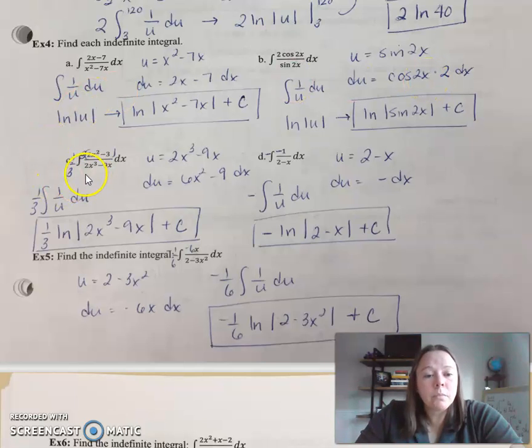Now this one, when you set the denominator equal to u, 2x cubed minus 9x, and you do the derivative, 6x squared minus 9 dx, go back up here and look. Uh-oh, I have a 2x squared minus 3. You have to make sure you can fix it with a number. Can you fix that problem? Yes, just multiply the entire binomial by 3. But to make it legal, you have to put a 1/3 in front. If it's not fixable, let's say this was an x squared minus 3, you'd be in trouble, all right? You wouldn't be able to solve it.